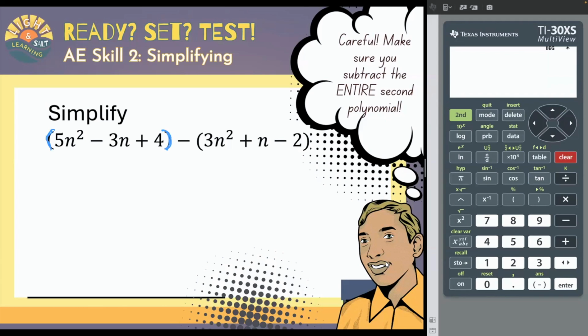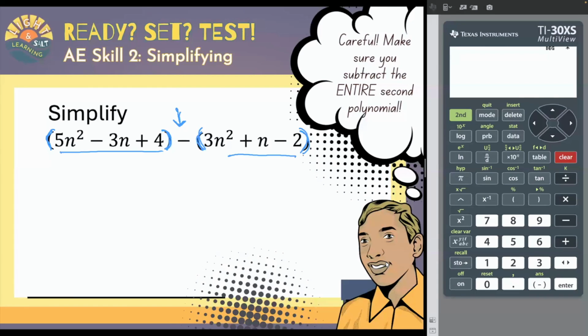So simplify the quantity of 5n squared minus 3n plus 4 minus, we see that negative sign between these two parentheses. We're subtracting these two things, one from the other, I should say. So minus the quantity of 3n squared plus n minus 2. We are subtracting one expression, this one, from another, that one.